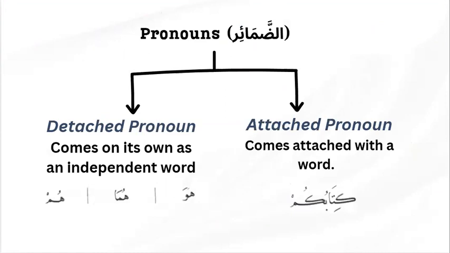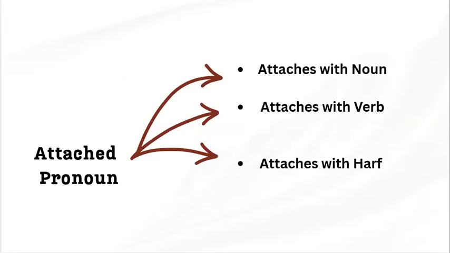Okay? What did we learn so far? That pronouns are of two types, detached pronouns and attached pronouns. A pronoun that comes on its own as an independent word, not attached to any other word. And the other category is the attached pronoun that comes attached with a word, like here, kitabukum. Then we learned that the attached pronoun can attach in three ways. It can attach with a noun, it can attach with a verb, right? A pronoun can attach itself to a noun.